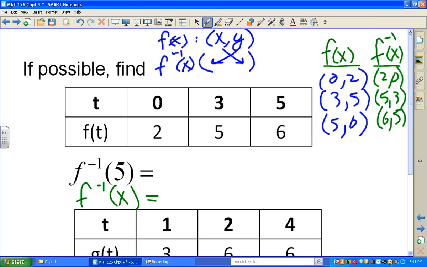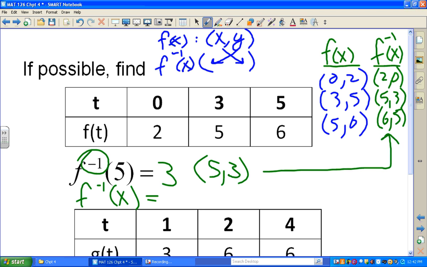So if I put in 5 for x on the inverse, what's the y going to equal? 3, right? This means on the inverse, if x is 5, y is 3. Okay? Because we're looking at the inverse.